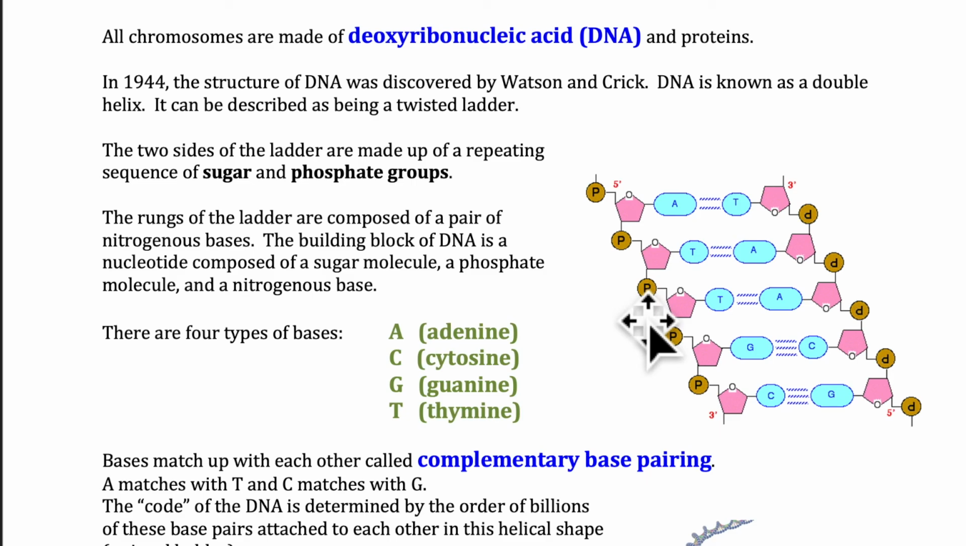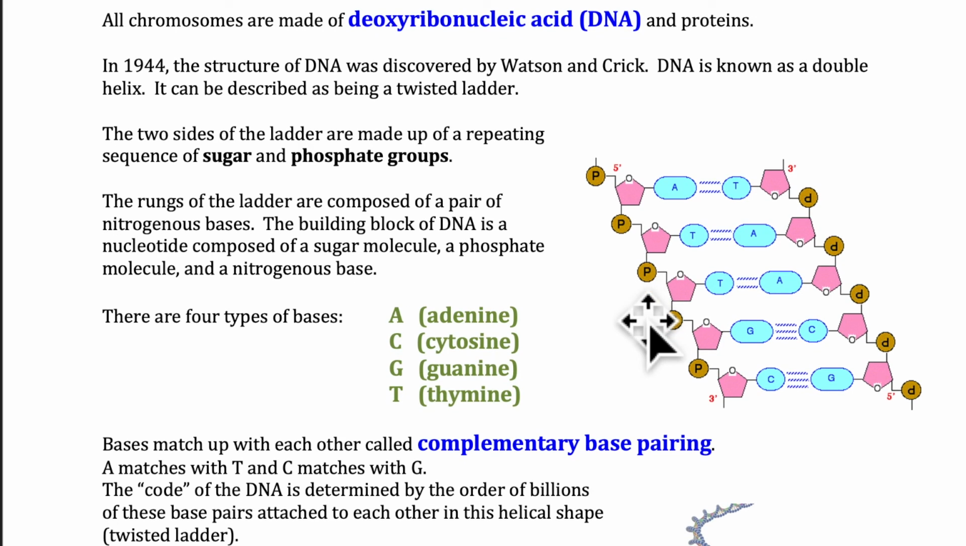And of course, T eventually gets replaced by U. The A means adenine. The C is cytosine. The G is guanine. And the T means thymine. These are very important. So we have adenine, cytosine, guanine, thymine. A, C, G, T.